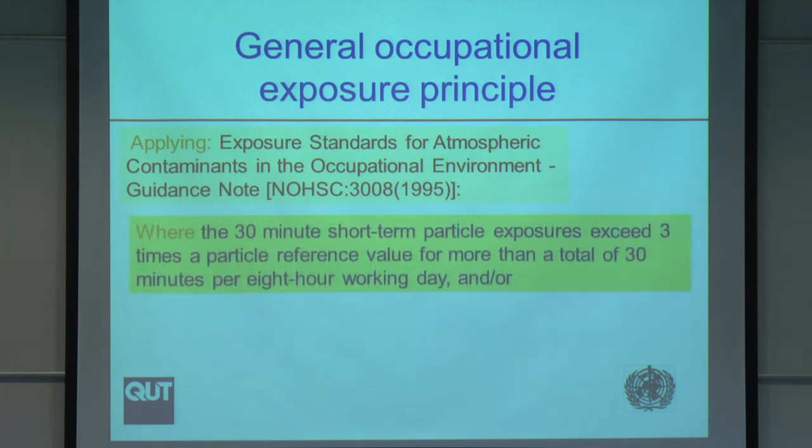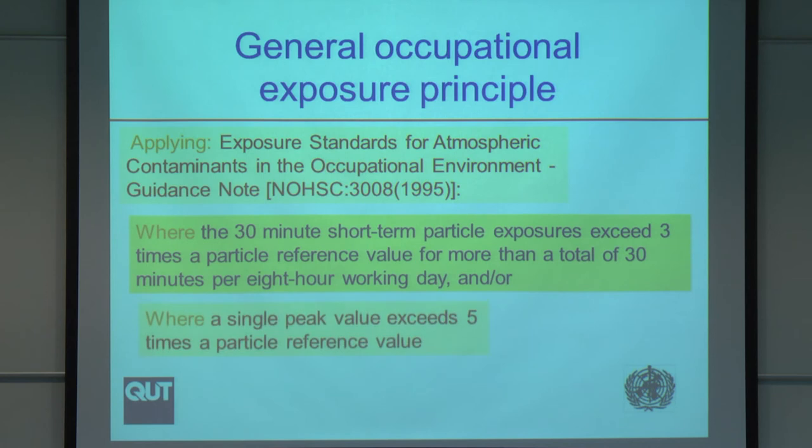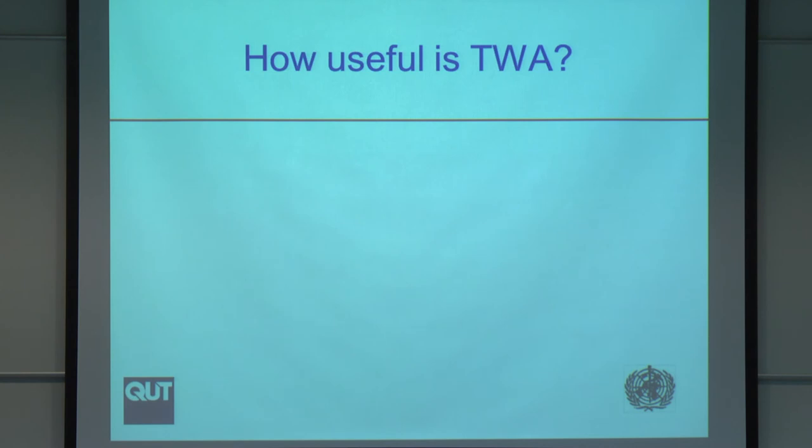What you can do is control them where the 30-minute short-term particle exposure is over 3 times the particle reference value, for 30 minutes in an 8-hour working day, or where a single peak value exceeds 5 times the particle reference value. Each of you immediately looks at this and asks why. And it will differ, we would imagine, for different substances, compounds, and so on. But that's basically the only thing available. So in our case, we had, say, 4,000 particles per cubic centimeter as the reference value. But it's very arbitrary in my mind.